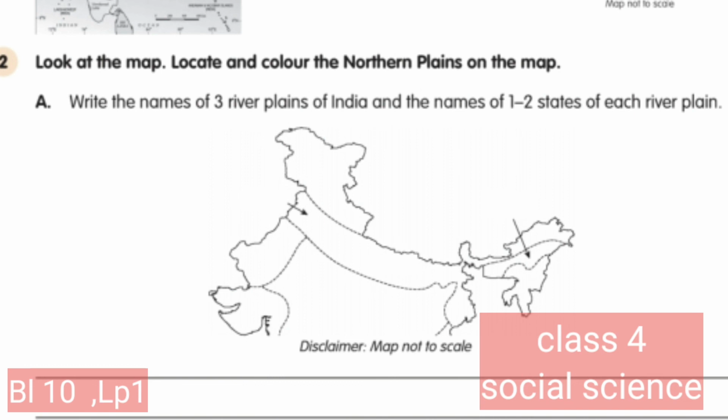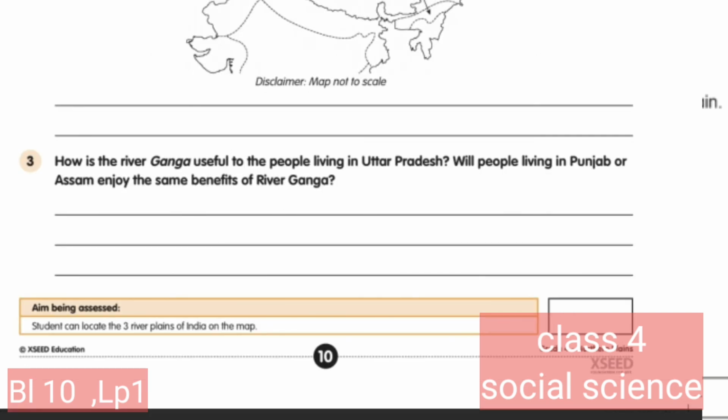How is the river Ganga useful to the people living in Uttar Pradesh? Will people in Punjab or Assam enjoy the same benefit of river Ganga? No. Punjab and Assam are not part of Ganga basin, so they will not be benefited directly by the river Ganga. But Ganga river is useful to the people living in Uttar Pradesh because it is flowing through Uttar Pradesh.